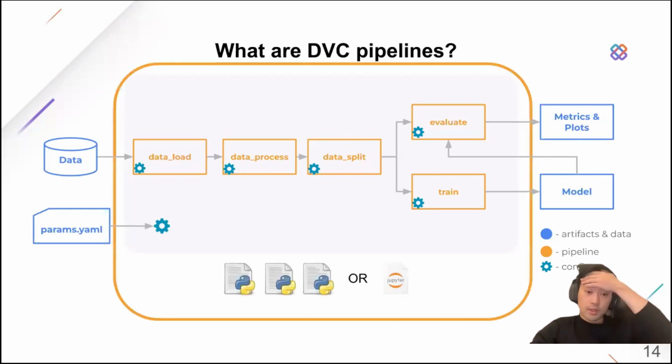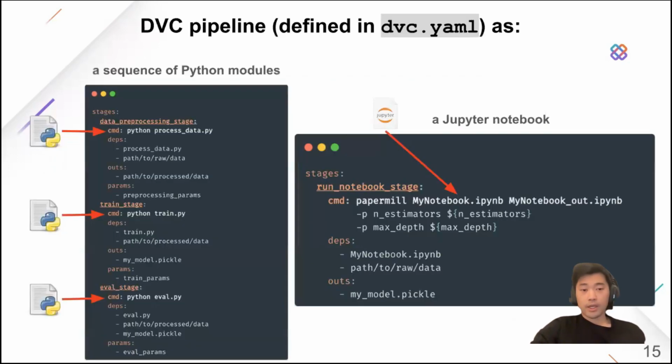So with DVC pipelines, you can create a pipeline based on a series of scripts, whether it's, as I mentioned, Python scripts, R scripts, or any other language. Or if you wanted to, you could still do most of your work in Jupyter and still leverage the data versioning benefits of Jupyter notebooks. And here's what I mean for the 2 use cases. On the left-hand side, we see how you would define a DVC pipeline in a YAML file based on a series of Python scripts.